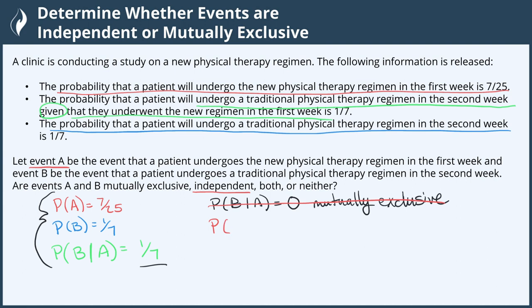If these are independent, the probability of B given A should equal the probability of B, meaning that the probability of A is not affecting the probability of B. So let's look at these. The probability of B given A we were given is 1/7. The probability of B we were also given as 1/7. These do in fact equal each other, which means that our two events are independent. And now we're all done.